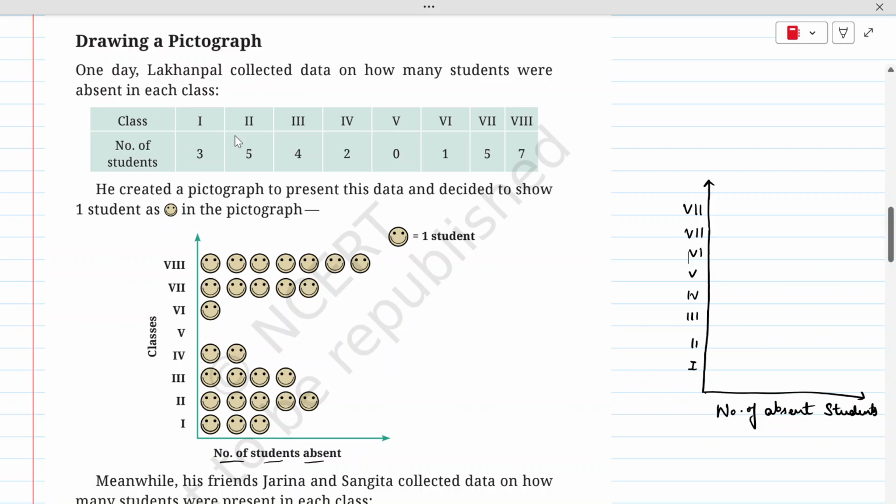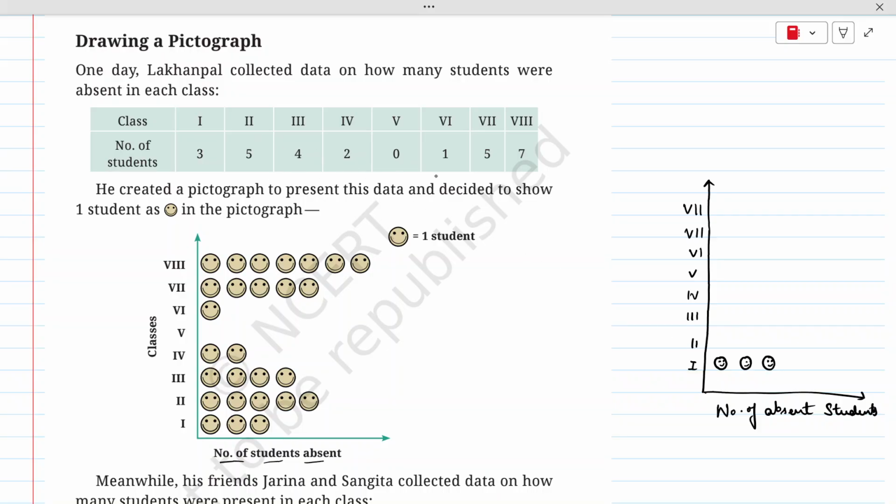So that means for the class first, we have to make 3 smileys because 3 students were absent. So I am making 1 smiley here. Let me increase the size of the smileys. So this is 1, 2, and 3. So we are making 3 smileys here. 1, 2, and 3. Okay.